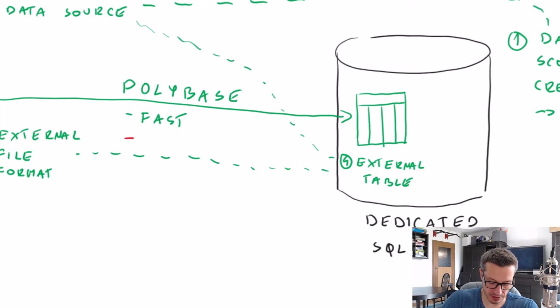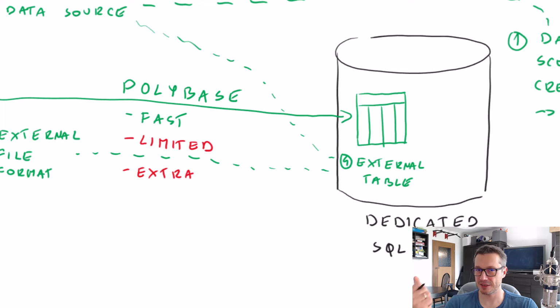Unfortunately, what we saw is that it is limited. So for example, it is not able to read Delta files. It had those requirements when it comes to the structure of CSV files. It requires us to create those additional extra objects like database scoped credential, external data source, external file format, and external table. A lot of stuff that you have to create. But in many cases, it will be fine.